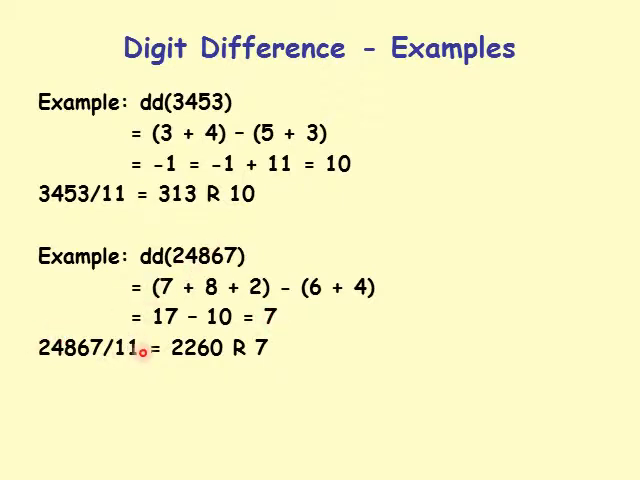And if you did divide by 11, which is 2260, remainder 7. This remainder 7 still matches with the digit difference 7. So it still verifies that digit difference is the remainder when we divide by 11.